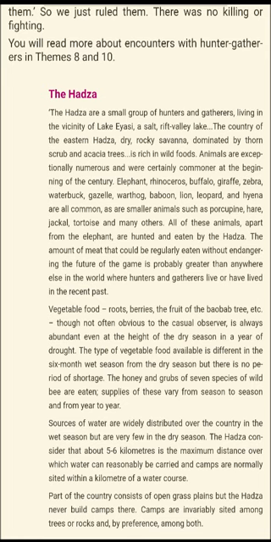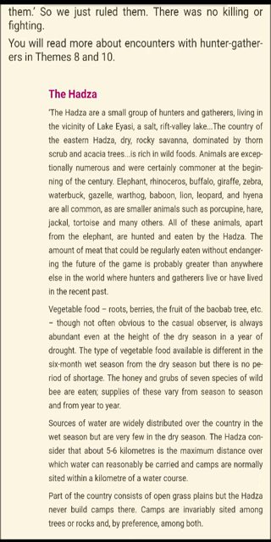Sources of water are widely distributed over the country in the wet season but are very few in the dry season. The Hadza consider that about 5 to 6 kilometers is the maximum distance over which water can reasonably be carried. Camps are normally sited within a kilometer of a watercourse. Part of the country consists of open grass plains, but the Hadza never build camps there. Camps are invariably sited among trees or rocks and, by preference, among both.